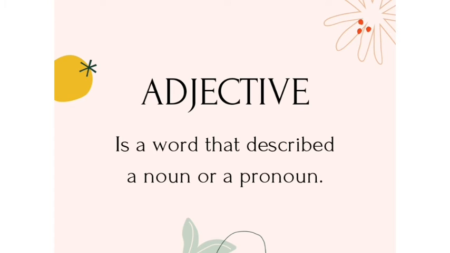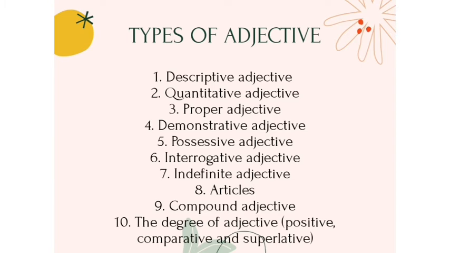Okay, let's discuss about adjective. Adjective is a word that describes a noun or a pronoun. Examples: beautiful, smart, big, cute, lazy, and etc. Okay, these are types of adjective.